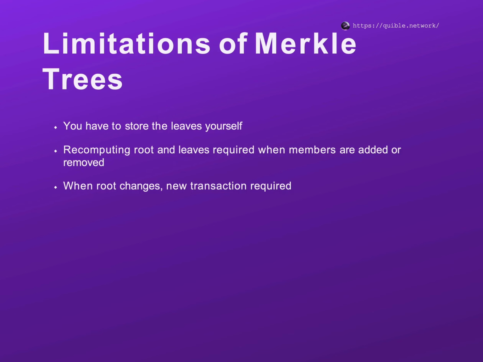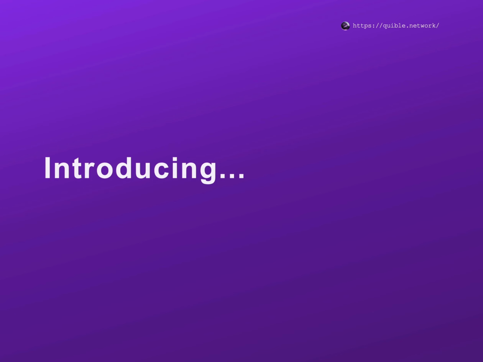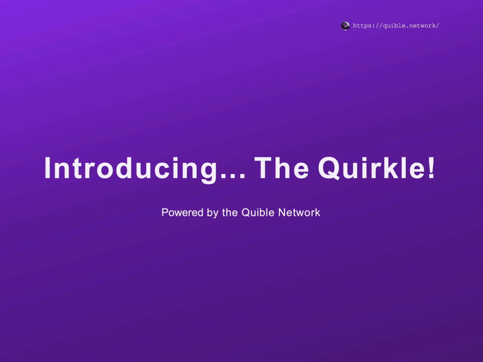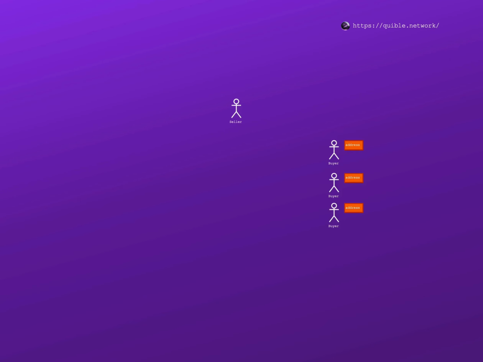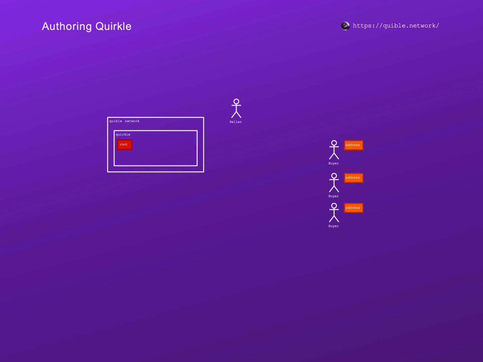Now that we've covered the limitations, we want to introduce a new concept, the Quirkle, which is an alternative made possible by the Quible Network. To demonstrate the difference in design, we'll look at the same example of an NFT seller. This time, the seller starts by connecting to the Quible Network and then authoring a Quirkle. Now the seller can add the buyer's addresses to the Quirkle to indicate that they have access to the sale.